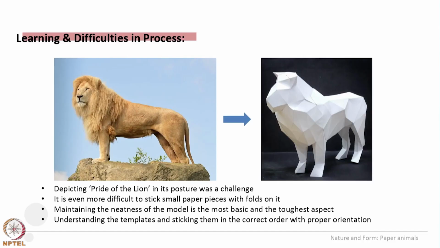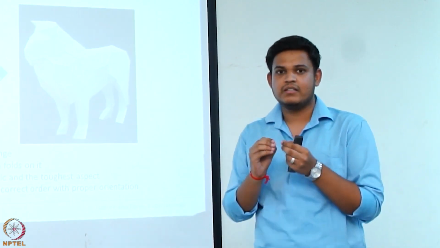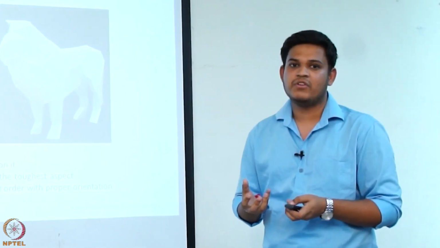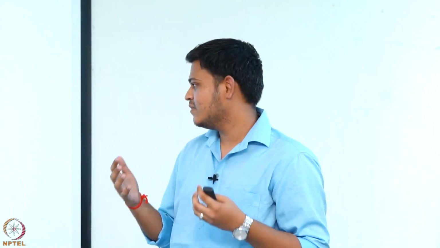Again, learnings and difficulties in the process. The first thing was I had to choose a posture of the lion which shows its pride. Then it was more difficult to stick the folded pieces of paper than just a normal piece of paper. Then we had to maintain the neatness of the whole model, because that's the most basic and, I think, the toughest aspect of any model making.